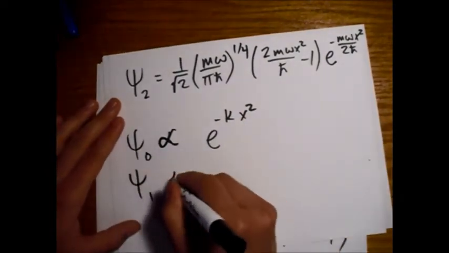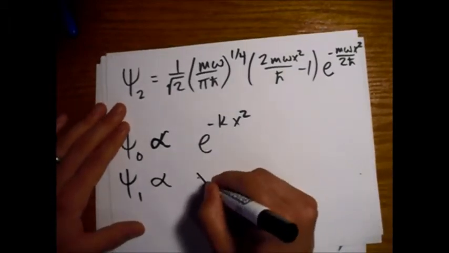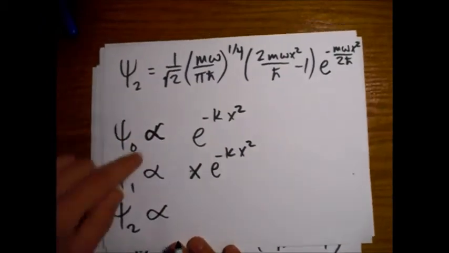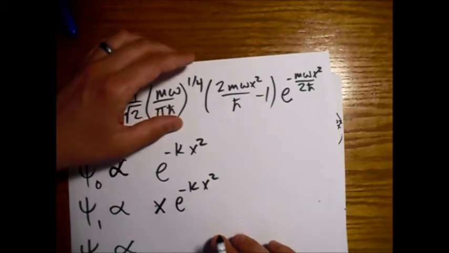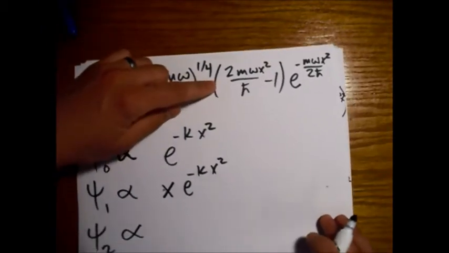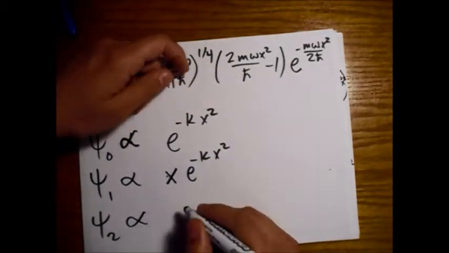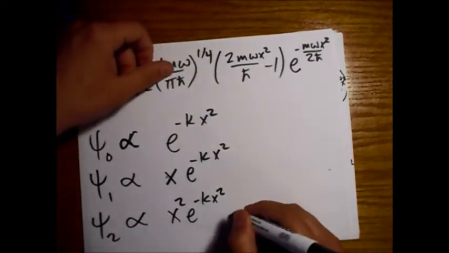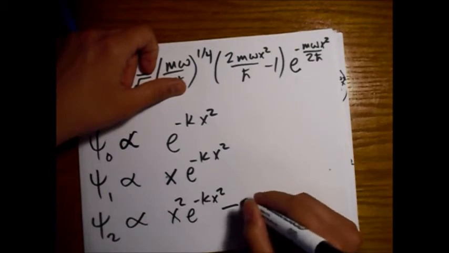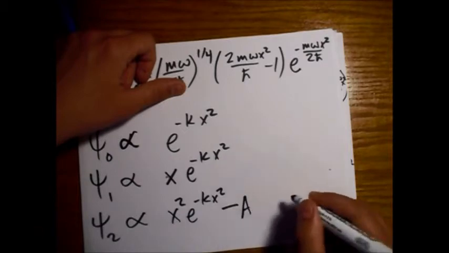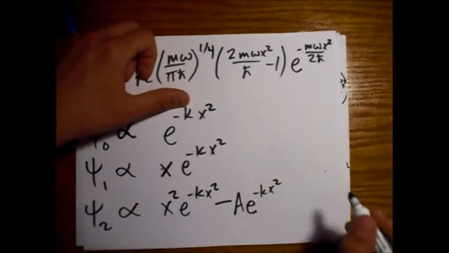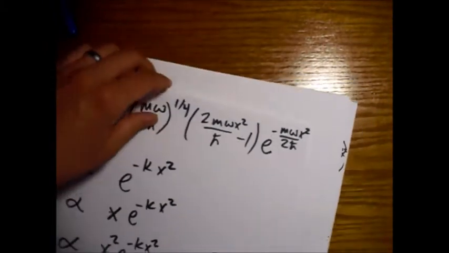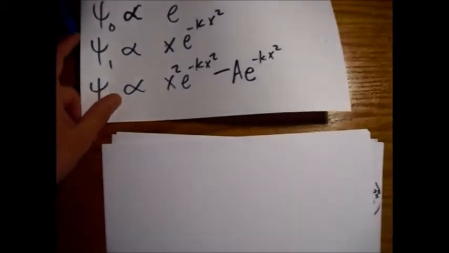First excited state is proportional to, neglecting all the normalization and everything, just an x out front, e to the minus kx squared. And our second excited state, which we just found, all of this is constants. So what it looks like here is we have something proportional to an x squared, e to the minus kx squared, but then we have minus some other constant, just call it a, e to the minus kx squared. Okay. So the third one here is a little bit complicated because we have this minus 1 thing in here. But we can go ahead and sketch these.